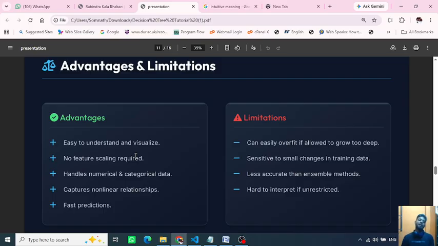Let's discuss the advantages and limitations. Advantages are: easy to understand and visualize, no feature scaling required, handles numeric and categorical data, captures nonlinear relationships, and fast prediction. This is the advantage of the decision tree. Limitations: it can easily overfit if allowed to grow too deep, is sensitive to small changes in training data, is less accurate than ensemble methods, and is hard to interpret if unrestricted.